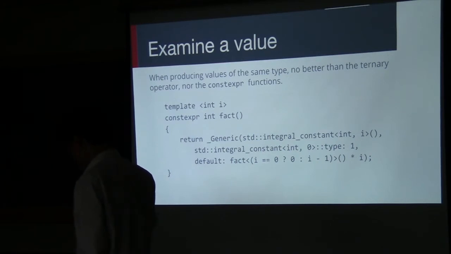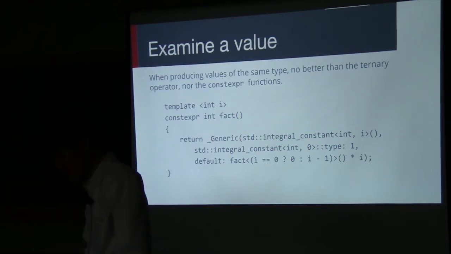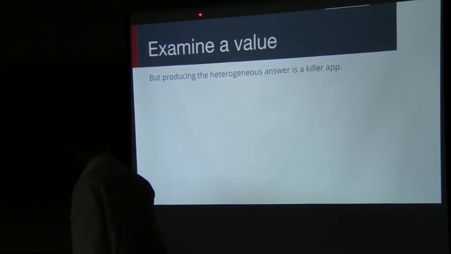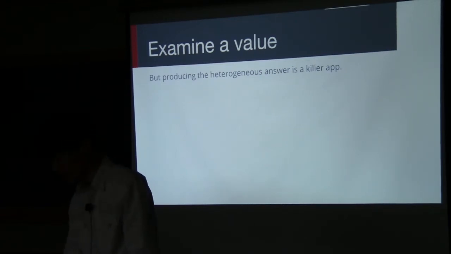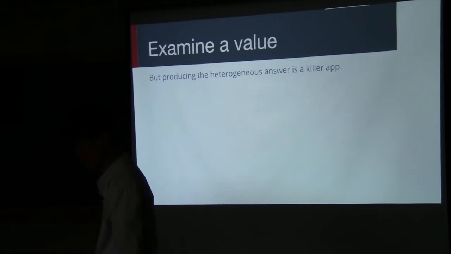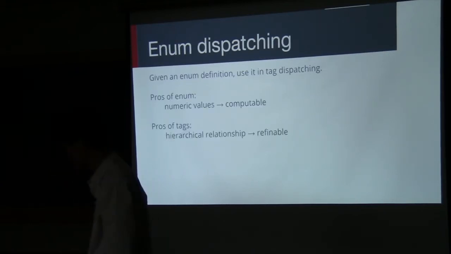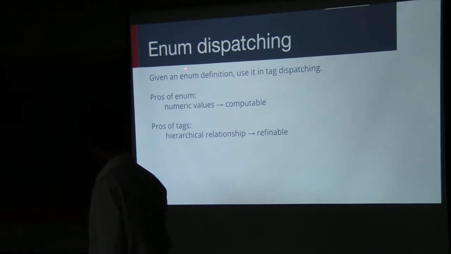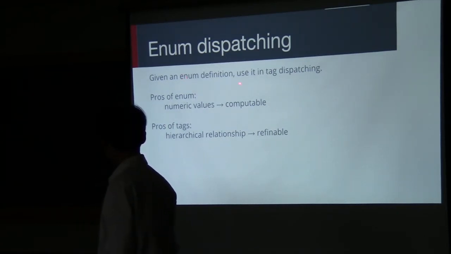Just do remember, what is the shining part of generic type selection expression? It's that you can return heterogeneous answers. You can produce things of different types. So this comes to our next use case. Given an enum, use it in tag dispatching.